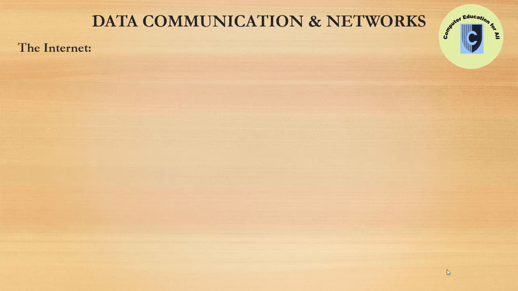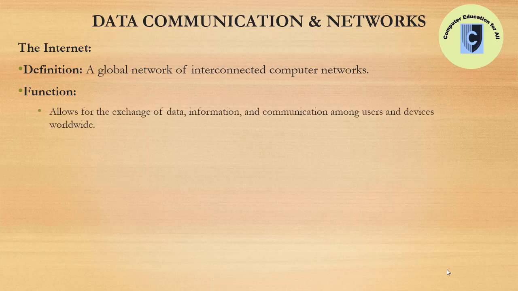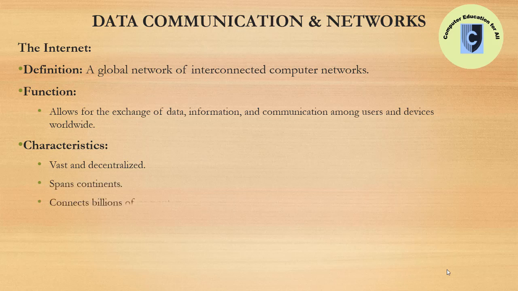The Internet. The Internet is a global network of interconnected computer networks that allows for the exchange of data, information, and communication among users and devices across the world. It is a vast and decentralized network that spans continents and connects billions of computers, servers, and other devices.